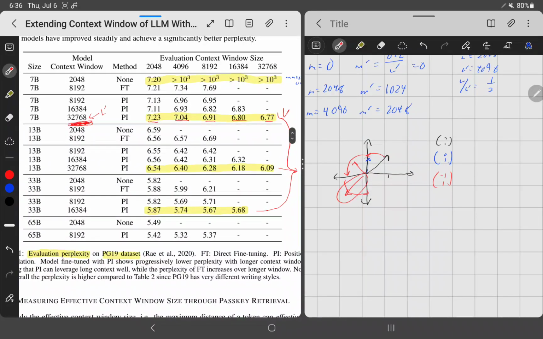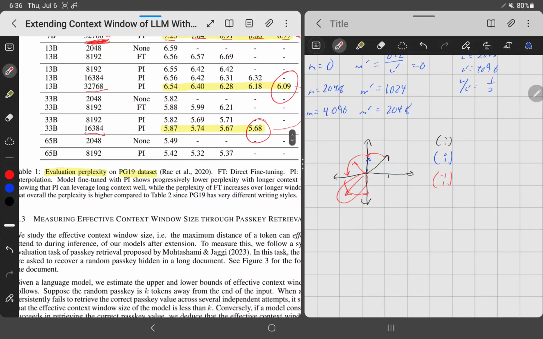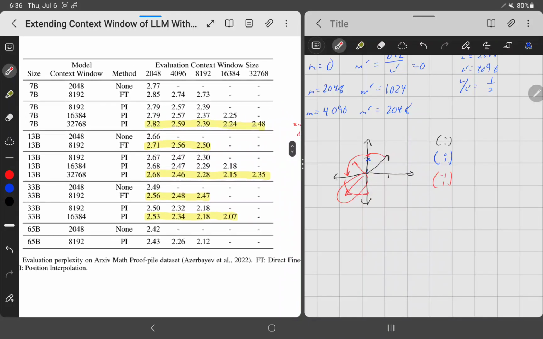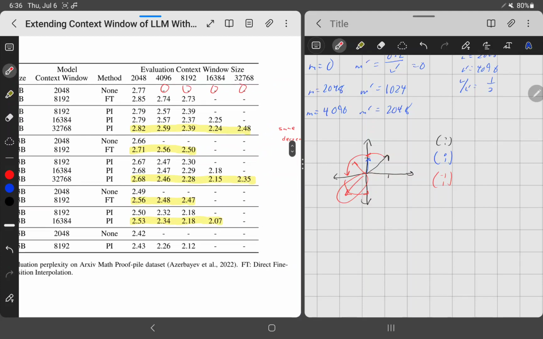And you can see they also do this on 13 billion, and it does really well. And it shows the same. Now on another data set, it shows the same, where I guess they don't evaluate it at all here. But yeah, it shows the same trend here, where it decreases as you increase the context window size.